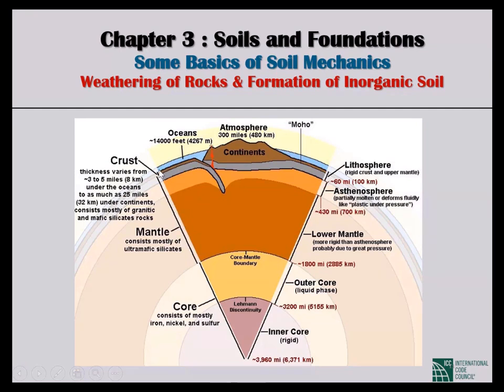We are dealing with this very small portion, approximately 20 kilometers. The example is that it is like the skin of an onion. The onion skin is very, very thin, and the surface of the earth we are dealing with is something like this, a very small portion, several hundred meters or so.